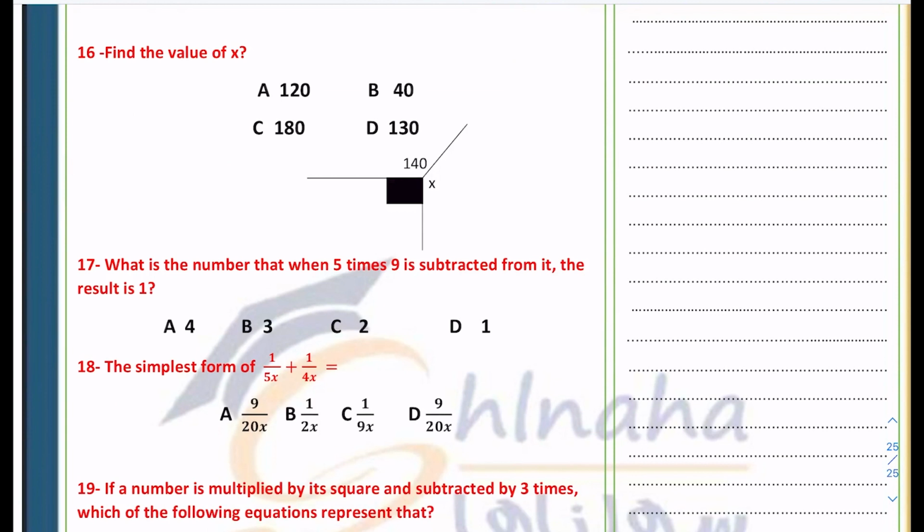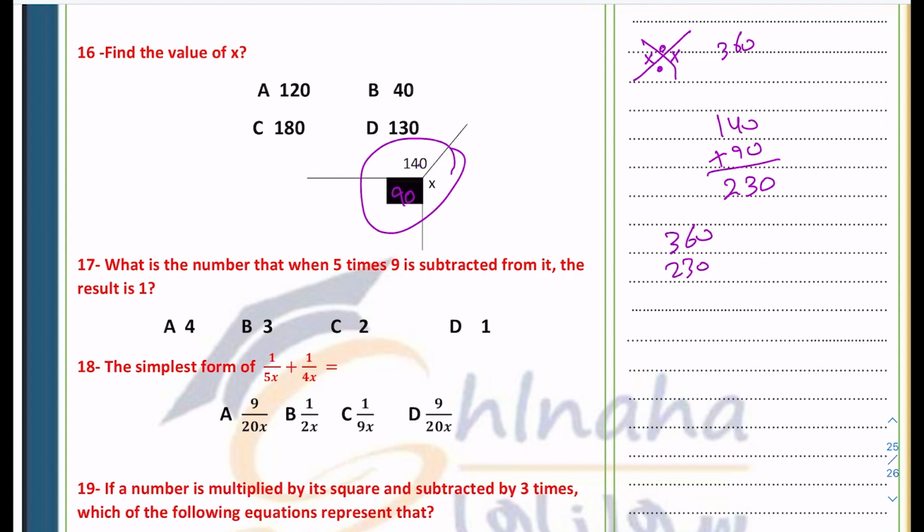Question number 16. I told you that if I have 2 intersecting lines, the sum of the 4 angles here will be 360. But here, teacher, we have 3 angles. I don't care. The sum of any number of angles around the same point will be 360. So here it's 90 and here 140. We have to add both of them. 140 plus 90 will be 230. Out of 360, I will subtract 360 minus 230. It will be 130. Let's take the next question.